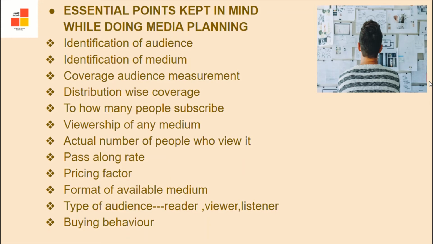Example, percentage of people listening to FM 91.7 at particular time. Next is pricing factor, the cost of purchasing media at a given time. This depends on socio-cultural background, lifestyle. Example, farmers of Bihar will prefer radio over the newspaper. Then format of medium means talk shows, radio, music, vocal, classical, listeners or viewers or readers. Next, buying behavior.